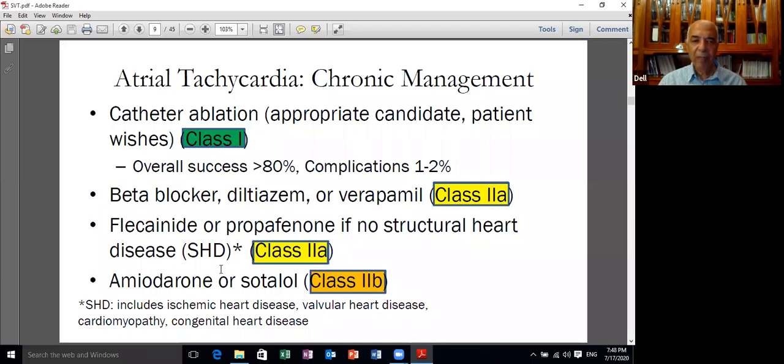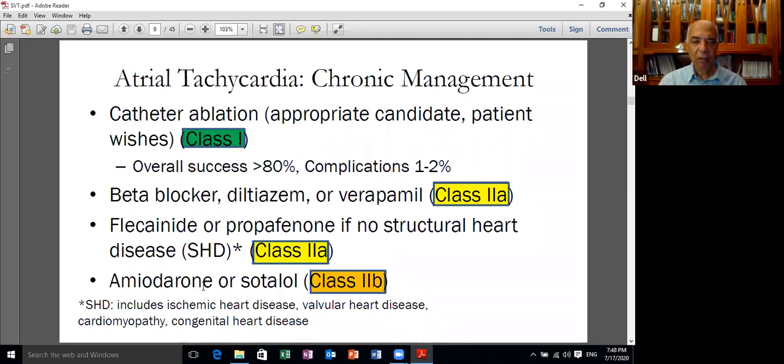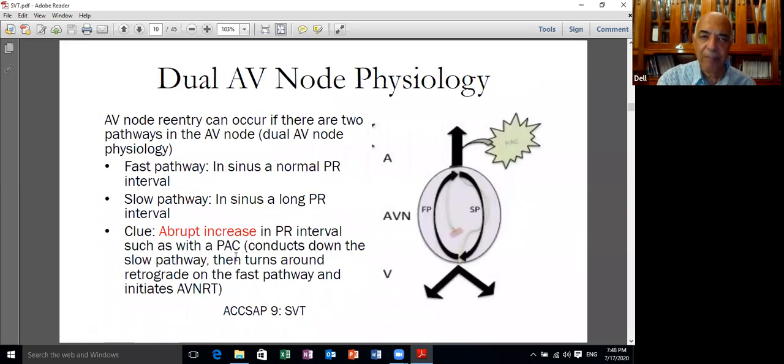If nothing of this is working, then you are forced to go to SAD, and SAD is the abbreviation of sotalol, amiodarone, and dofetilide. Remember, dofetilide has been removed totally in the last European atrial fibrillation guidelines, but the American guidelines are still retaining it, and we will be discussing that in the antiarrhythmic drugs.